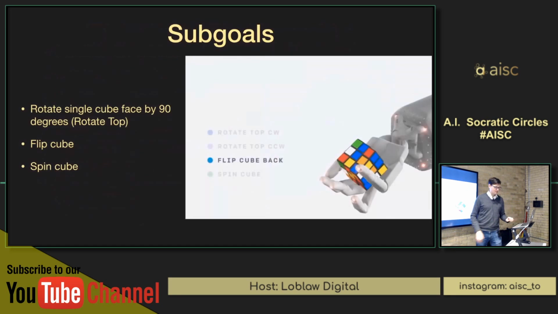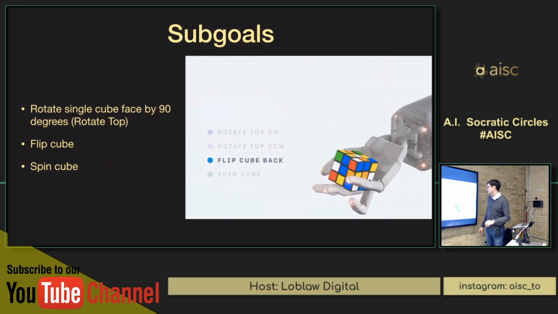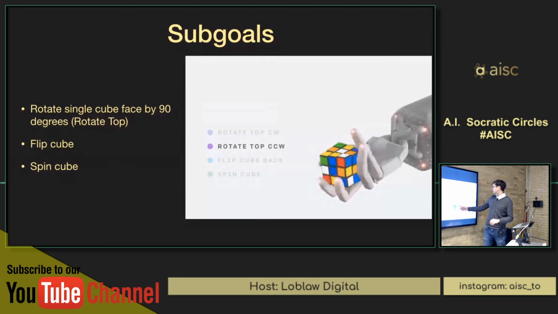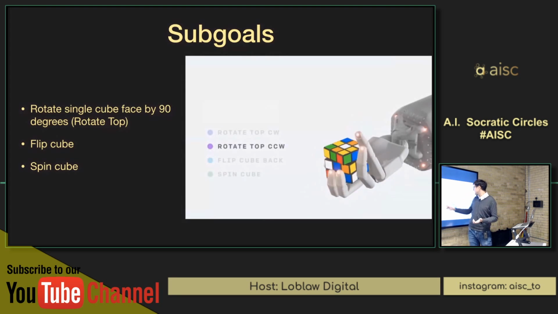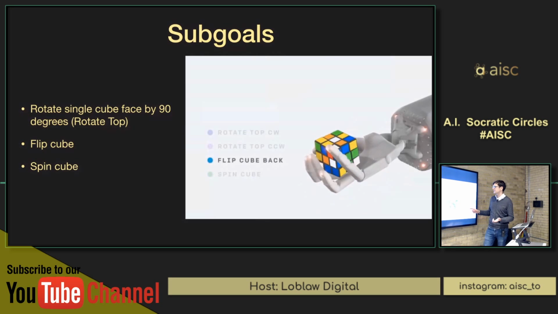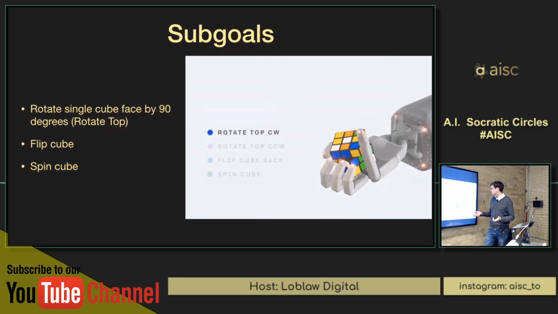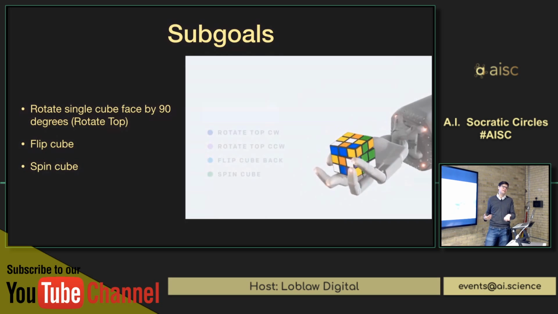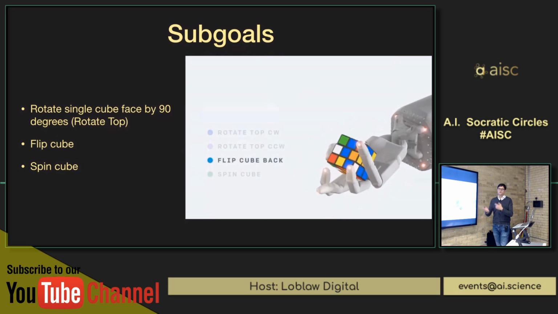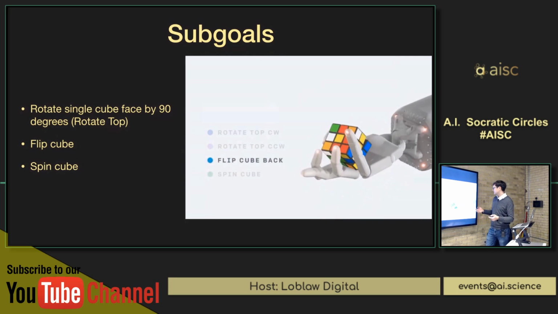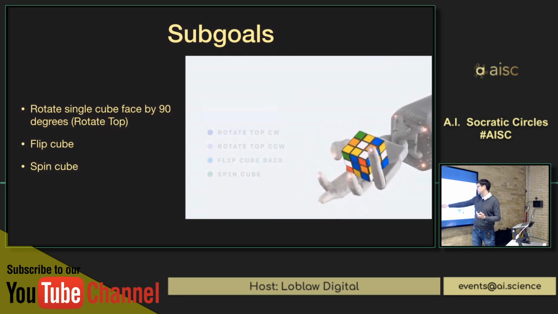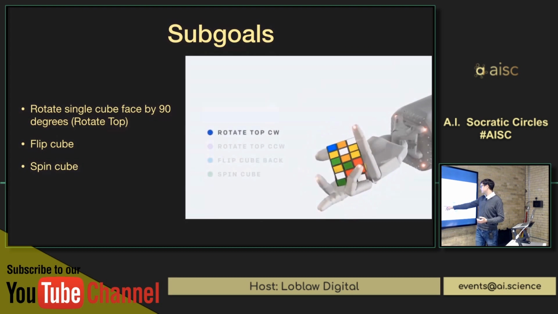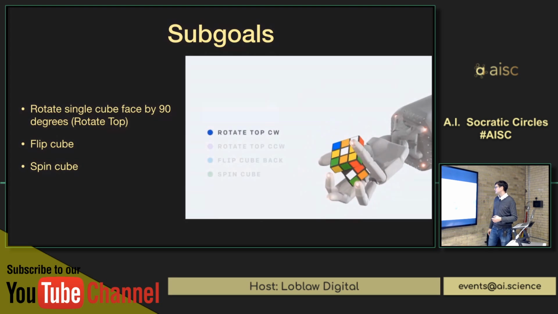And the way they differentiated it, they have some kind of sub-goals. So they say, okay, you can flip the cube, or now it's going to try to turn the top counterclockwise. So the sub-goal is like you rotate a single face by 90 degrees. And originally, they can say, oh, you can turn any face. But in the end, it works best if you turn only the top face. So you see, one task is like you turn the top face clockwise or counterclockwise. And one is like you flip the cube or spin the cube.